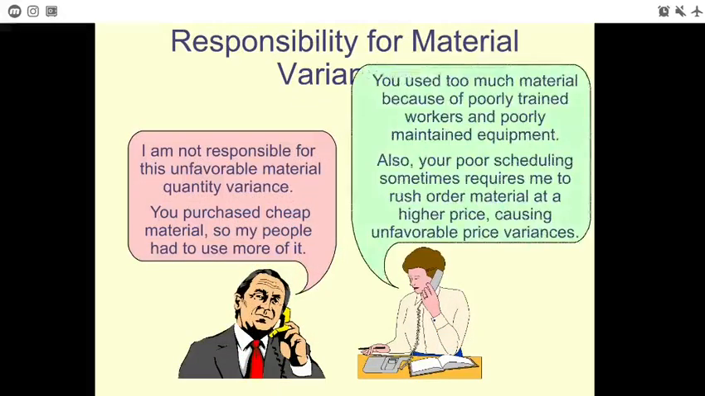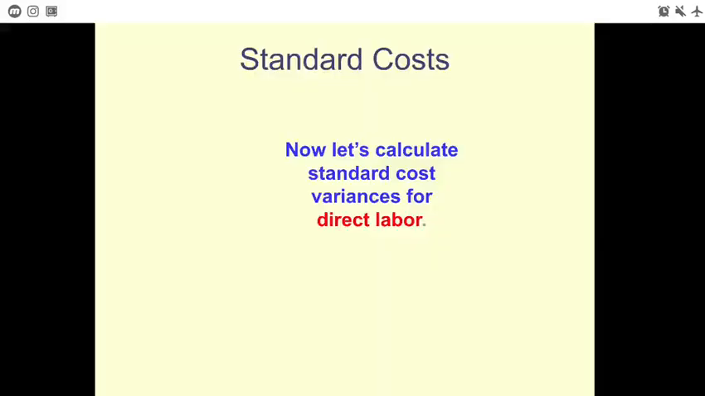Okay, responsibility. Remember here, if you have time, you read this one. But the main point is the person that is responsible for the purchase of raw material is the purchasing officer. I'm focusing on the calculation. So now we look at the calculation for direct labor variances.